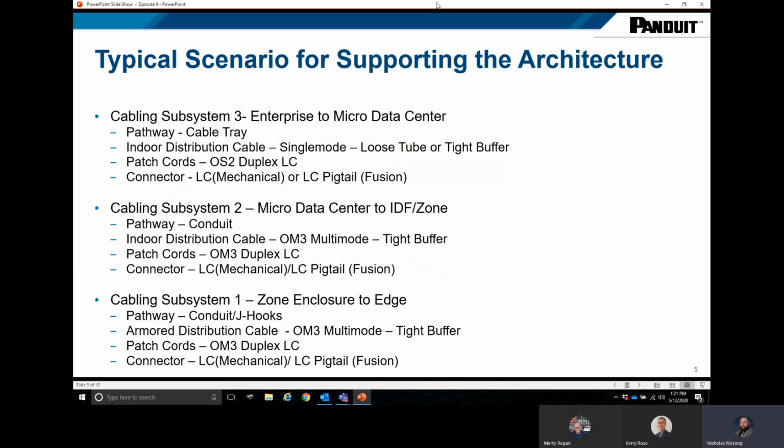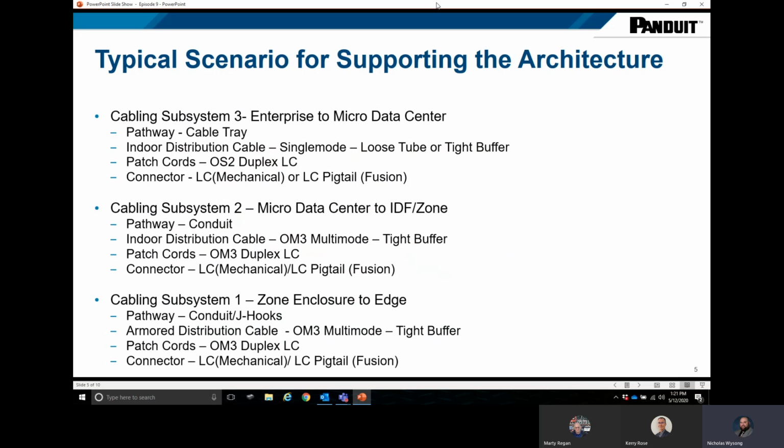We talked about the various solutions that Panduit offers to house the equipment needed on the factory floor, but this is the first time we are going to talk about how to get that information to the edge device. In the scenario I'm showing, it was determined that we used single mode fiber from the main enterprise data center to the MDC, and then multi-mode fiber from the MDC to the IDF. We have also chosen multi-mode fiber down to the zone level.